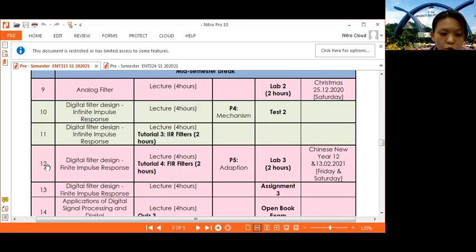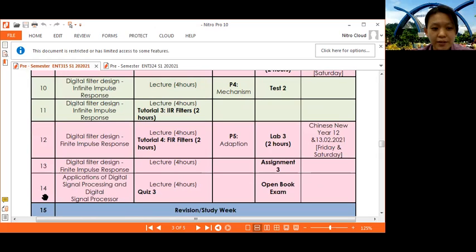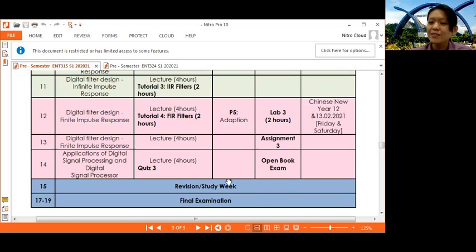Then week 12, we will have FIR filter. Then we have tutorial 4 for FIR filter, and at the same time we will have lab 3. This lab 3 will cover the analog filter, IIR filter, and FIR filter. Then after that, week 13, we will have the FIR filter and assignment 3. Week 14, we will cover the application of digital signal processing and the digital signal processor. And last, we will have the last quiz 3, and finally our open book exam. So, tada! You finished this course for this semester.